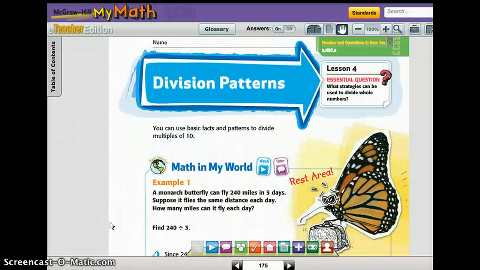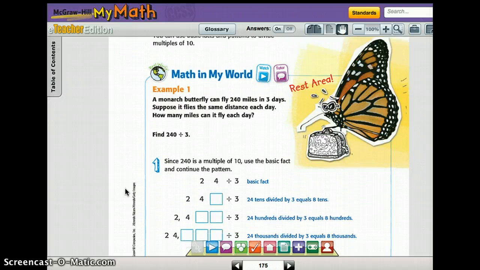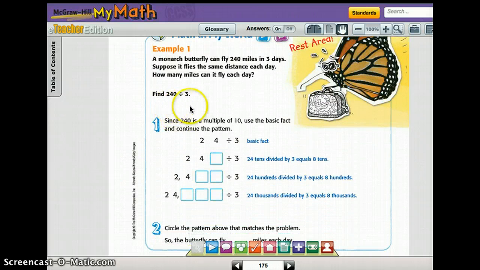Okay, so let's take a look at this in our textbook. I'm on page 175. Our first problem is 240 divided by 3. They are doing like I showed you in that little presentation: we know 240 is a multiple of 10, so we can start with that basic fact and continue the pattern. We know 24 divided by 3 is 8.